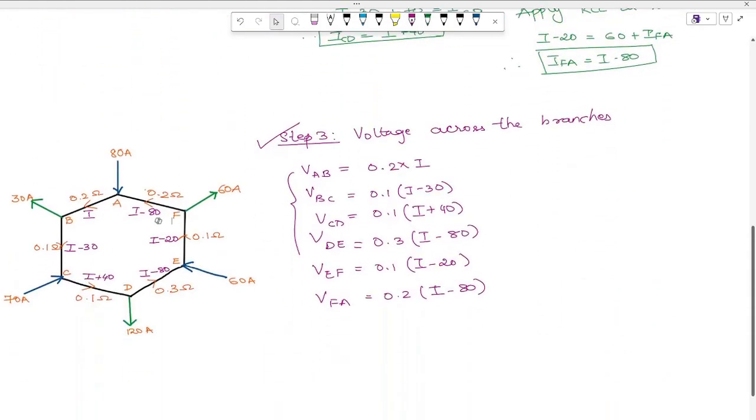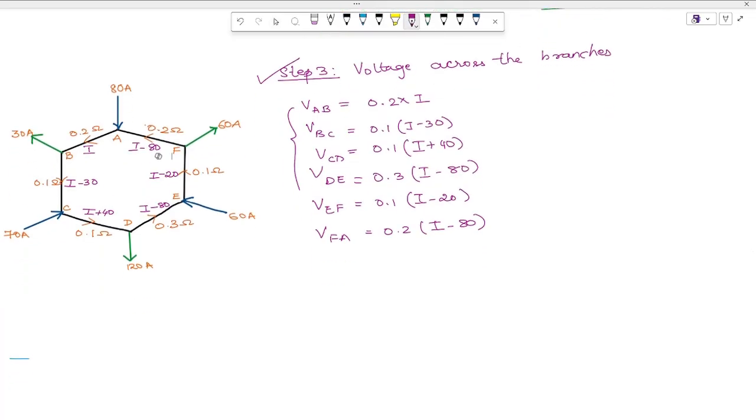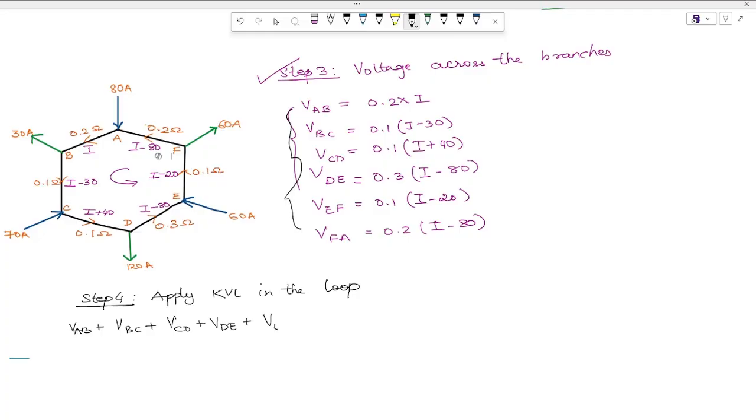So now let's apply KVL in this loop. Finally we have step number 4, where we are applying KVL in the loop. What does KVL say? It says that the algebraic sum of all the voltages in a closed loop is equal to 0. So it's nothing but addition of all these voltages is equal to 0. Alright, so now let's apply it. We have VAB plus VBC plus VCD plus VDE plus VEF plus VFA is equal to 0.